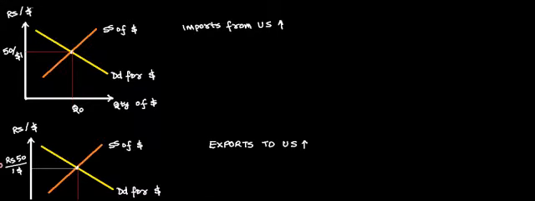This is the exchange rate, rupees per unit of dollar. This is the quantity of dollars. Their intersection is giving 50 rupees per dollar.